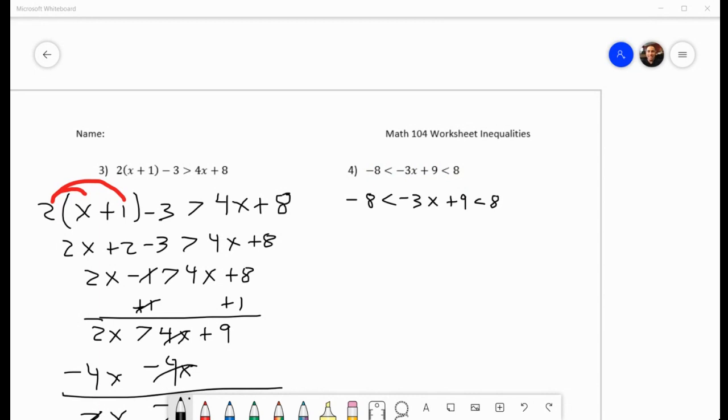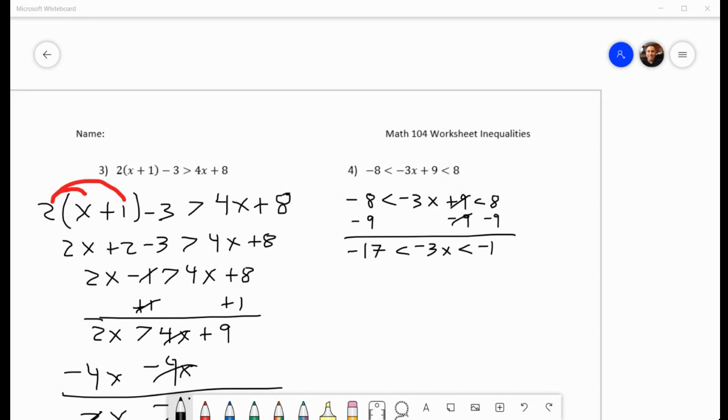All right, now, again, here we want to get x all alone in the middle. So how do we do that? Well, let's subtract 9 from each side. Subtracting 9 from each side, right? The 9s cancel. Negative 3 times x we get. That's less than negative 17. No, not negative 17, excuse me. Negative 1. On the left side, we get negative 17. So I got it backwards.